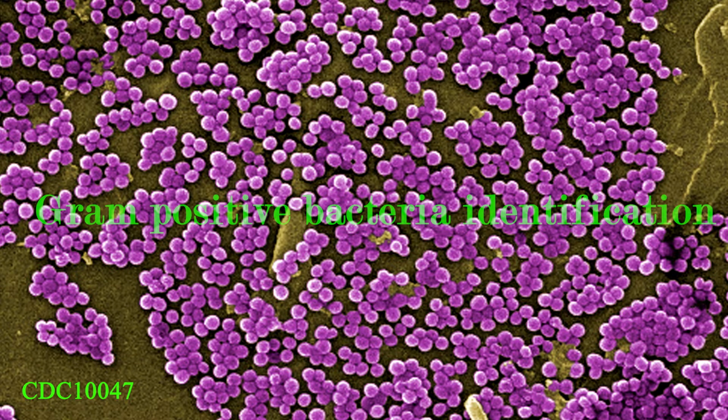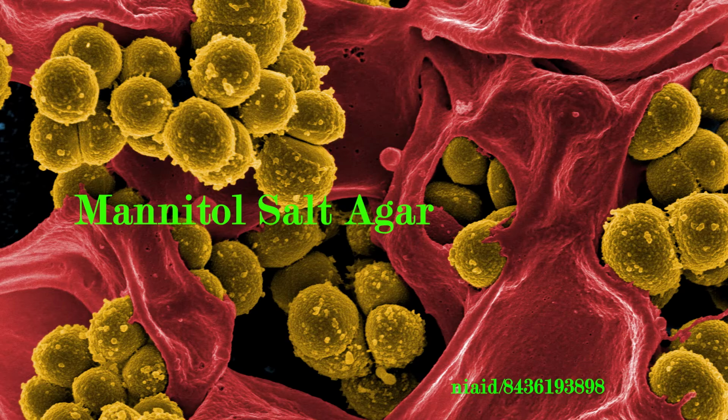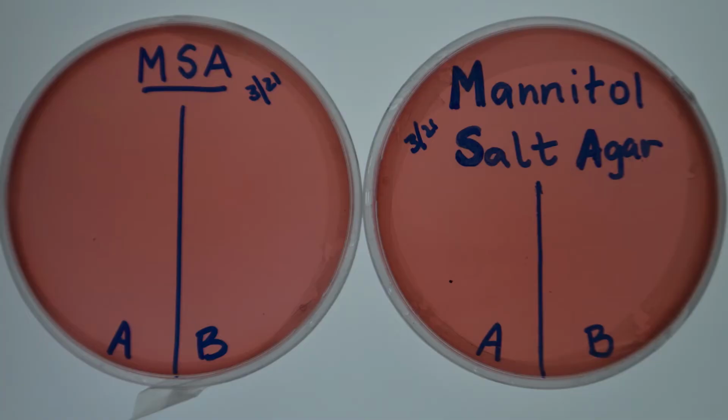This video is a part of the gram-positive bacteria identification. This one is going to deal with mannitol salt agar, MSA. MSA is a selective and differential medium for the isolation and differentiation of pathogenic Staphylococcus aureus.